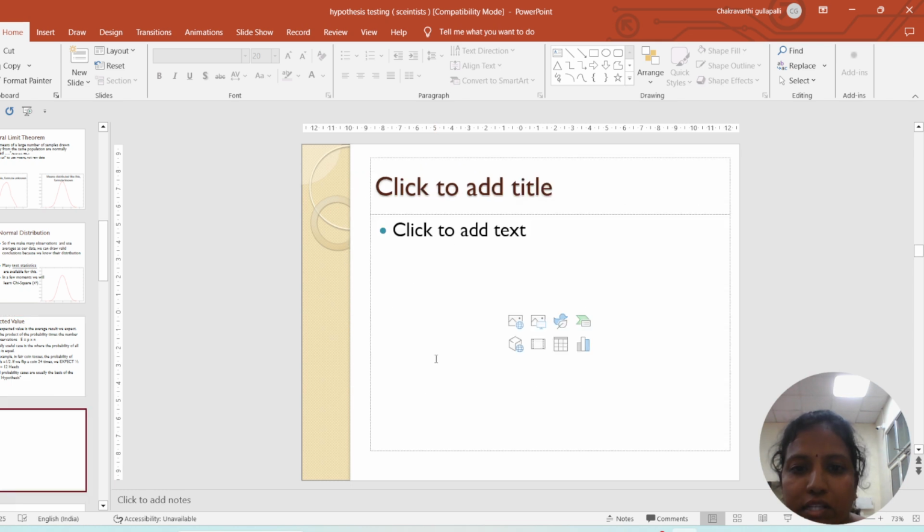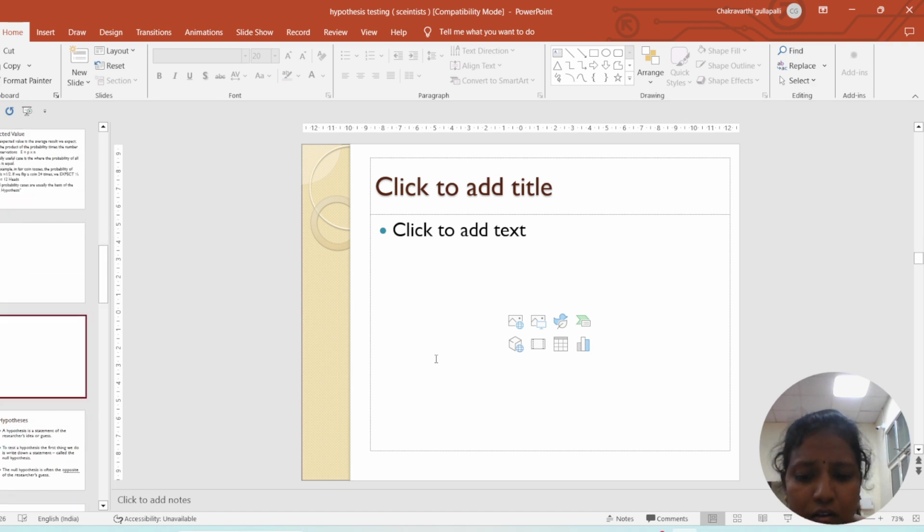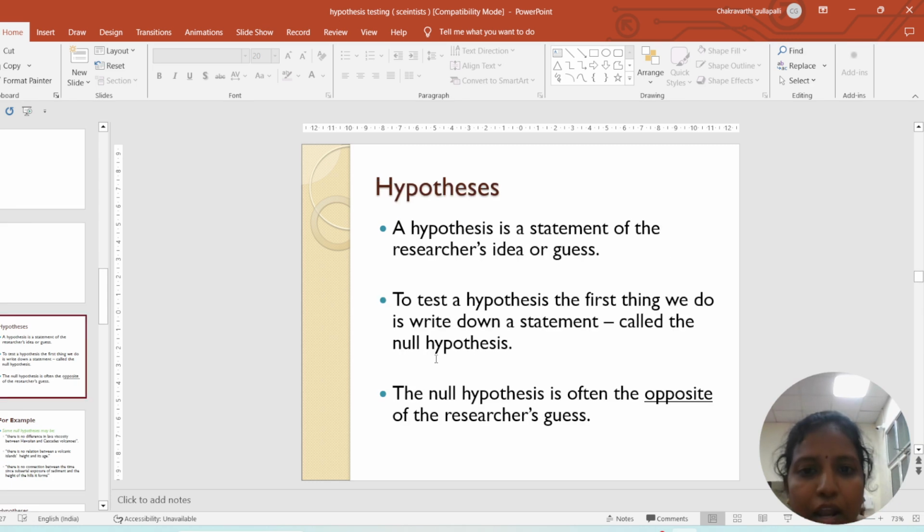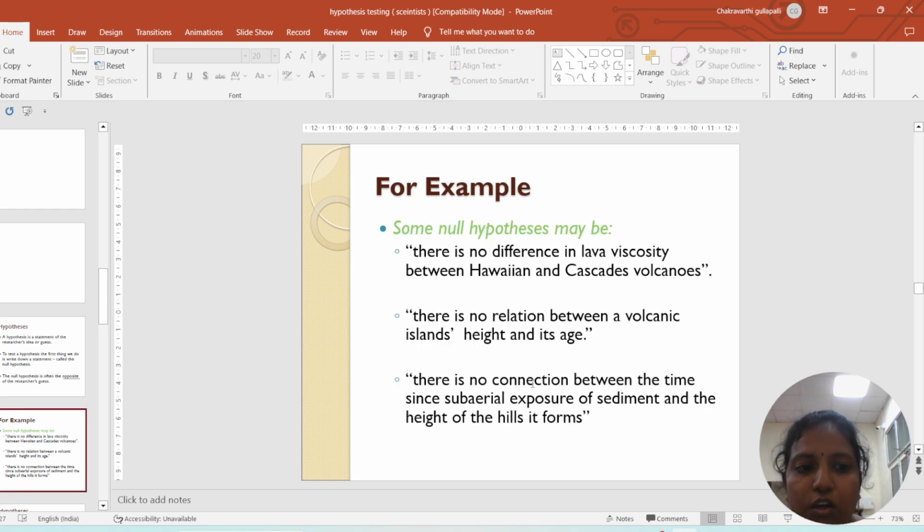So what is a null hypothesis? First of all, let us discuss the hypothesis. A hypothesis is any statement of the researcher's idea or guess. So in hypothesis testing, first you think and write down the statement, which is called the null hypothesis. In the null hypothesis, we assume that your statement is correct. The opposite version is the alternative hypothesis. So for example, for the null hypothesis, let us take some examples.